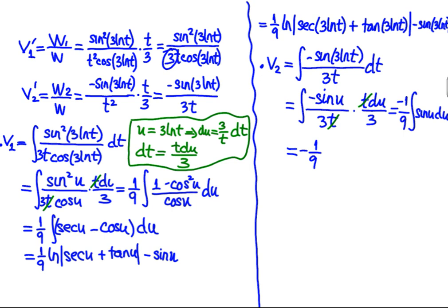Integral of sine is negative cosine. Which gives us 1 over 9 cosine of u. u is 3ln(t). And so we have that. So that is V2. Once we have that, we can write the particular solution.